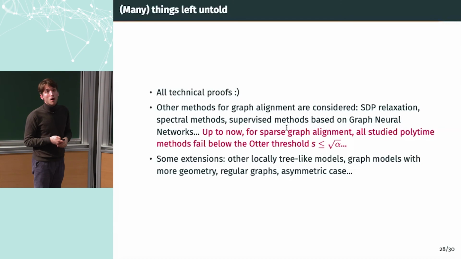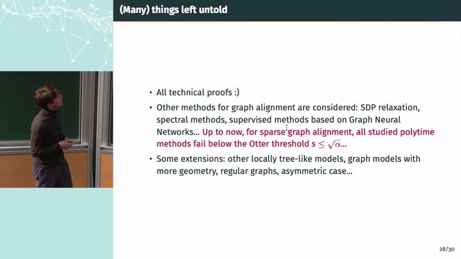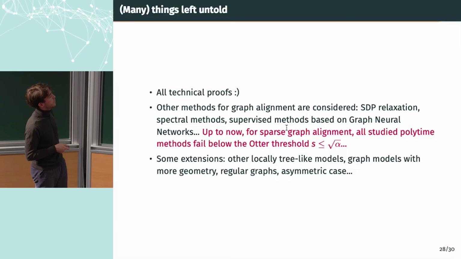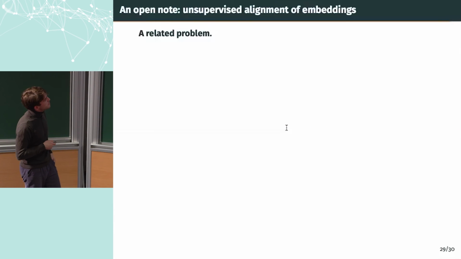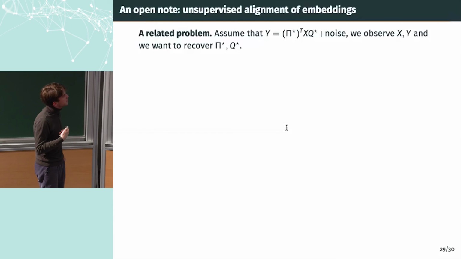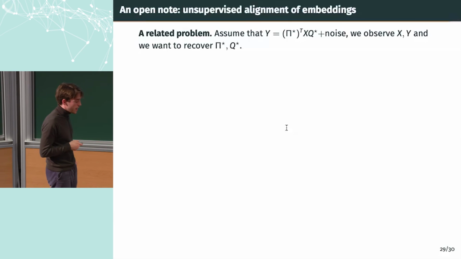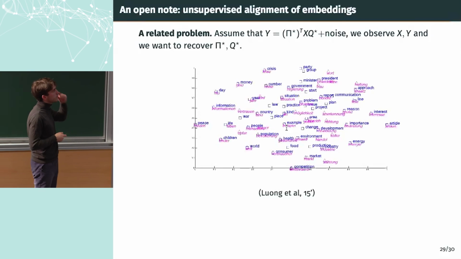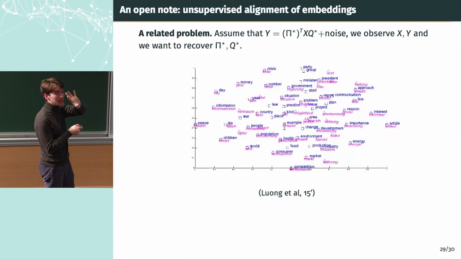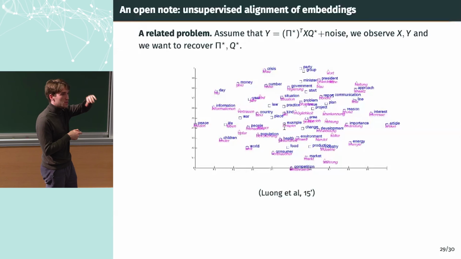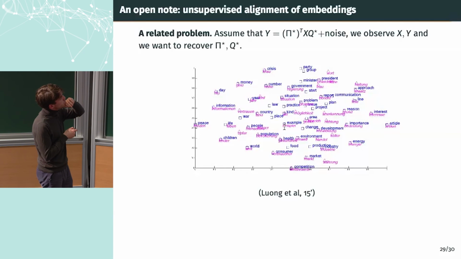I think I will conclude here, saying that there are many extensions that can be looked at for this kind of problem. We may think of other models, and also another problem which is even more applied, I think, and has many applications in real-world data sets. It's a problem where now you assume that the data is just two point clouds. So think of embeddings in R^d. And you observe these two point clouds, Y and X. And Y is just a deformation of X plus some noise.